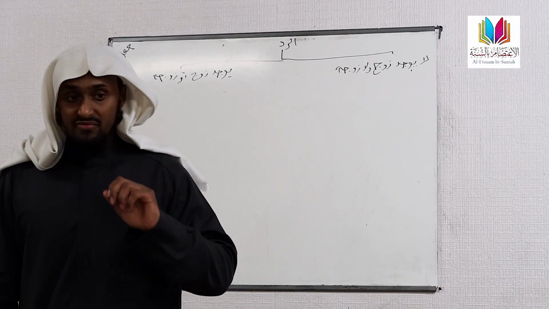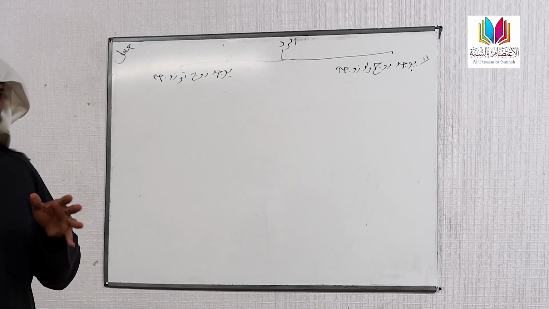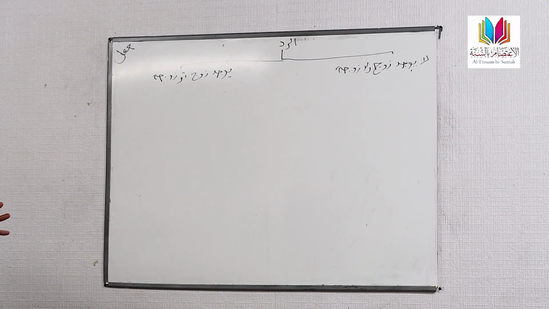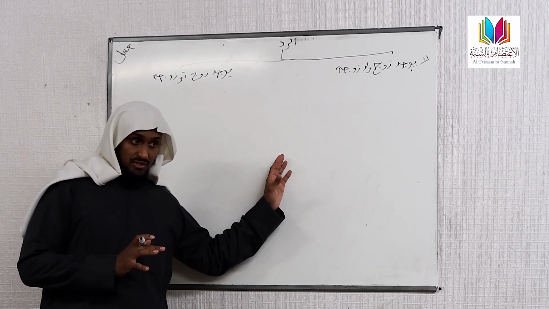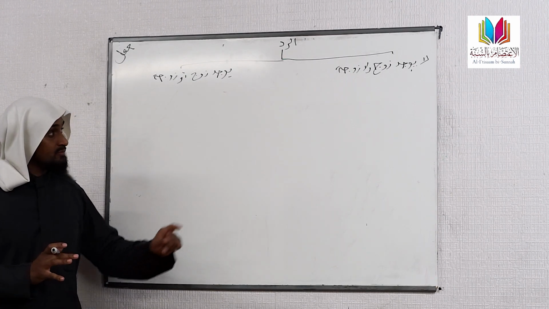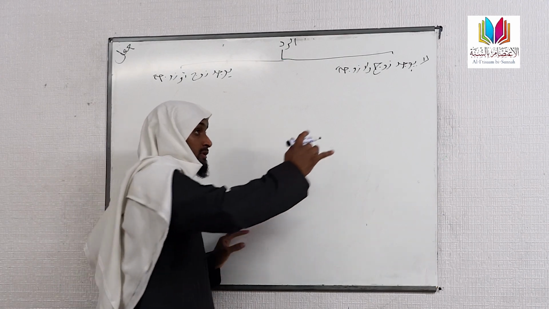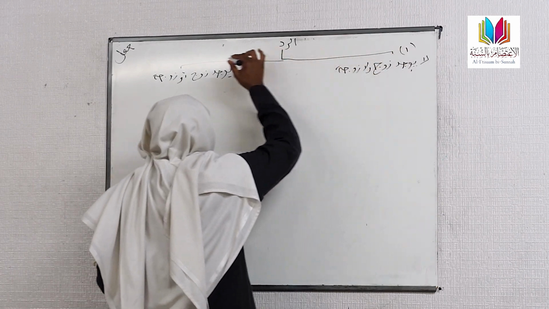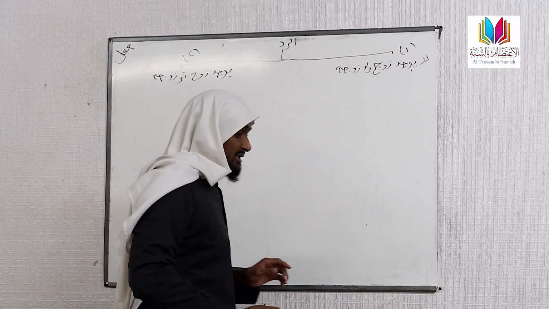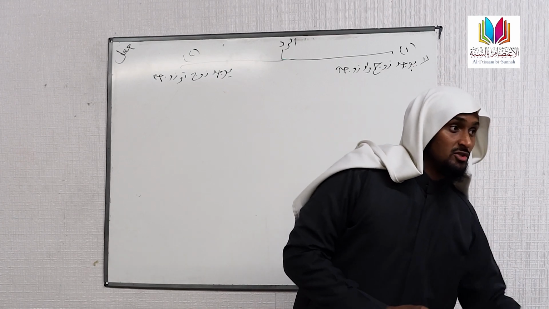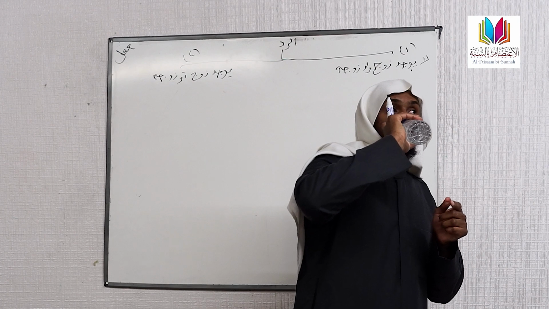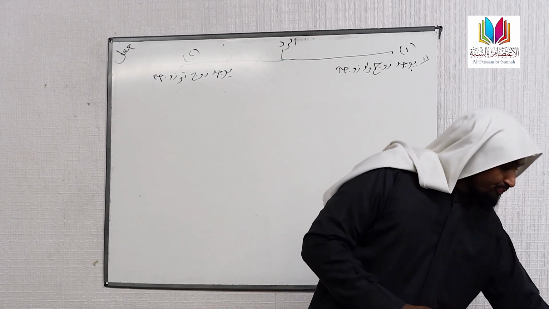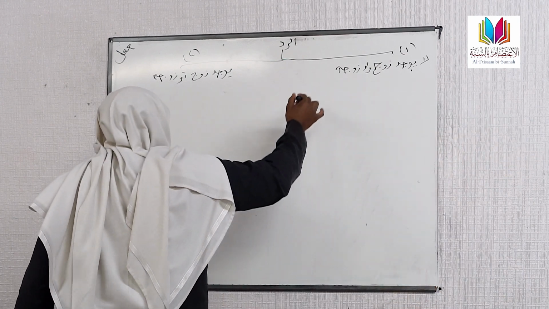The next mas'ala: when we're giving things back, when we're doing a rad, it's one of two. Either there's a zawj or zawja, which is the first type, or there isn't a zawj or a zawja. This is of three types.